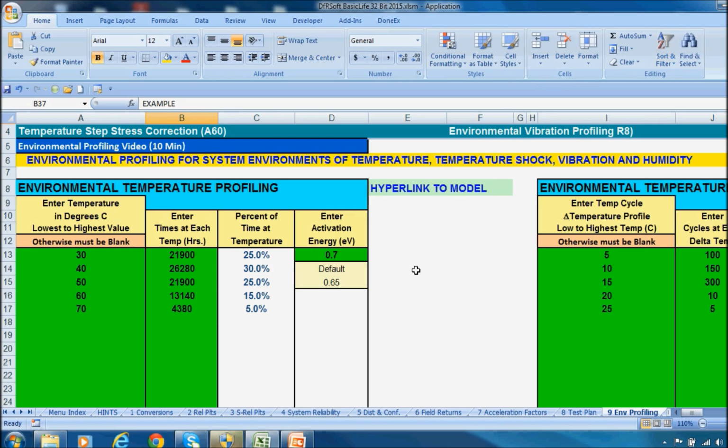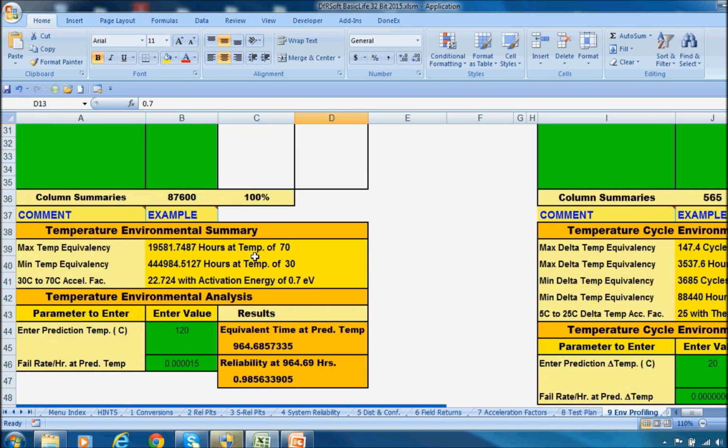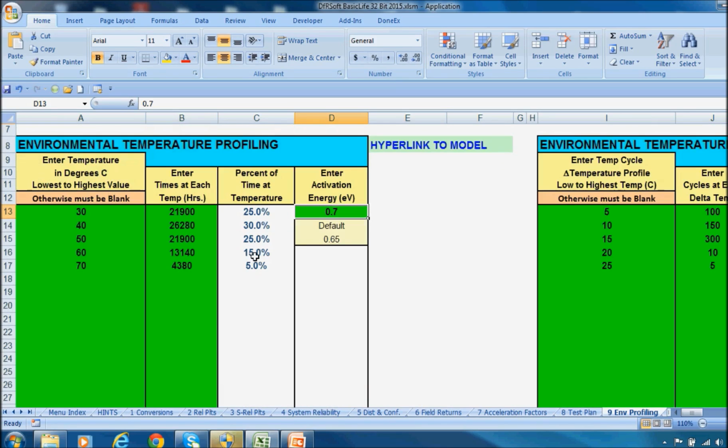It's very convenient. So let's say that we have a product in the field that varies between 30 degrees C and 70 degrees C, and I've broken it down into 10-degree increments. Let's say we want to design our accelerated life test for 10 years, and we know the percentage of the time that it's at each environment. Now in DfRSoft you enter things in the green squares, and the results are nearby. The results for this are down below, so we're going to do that first.